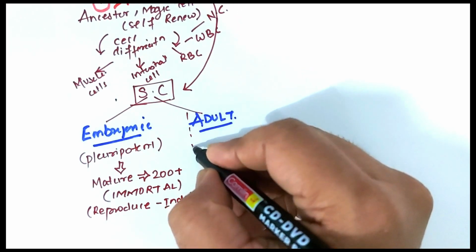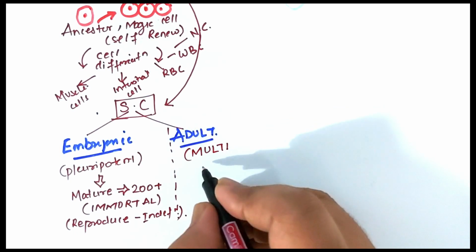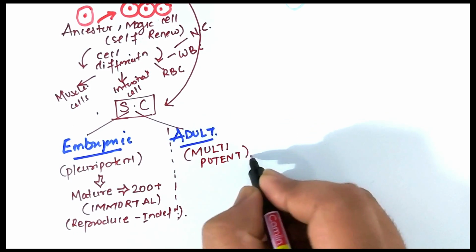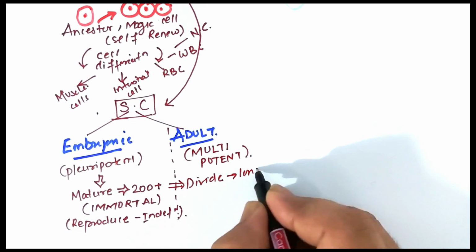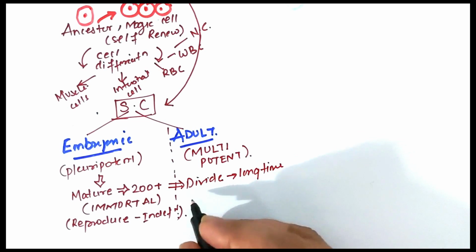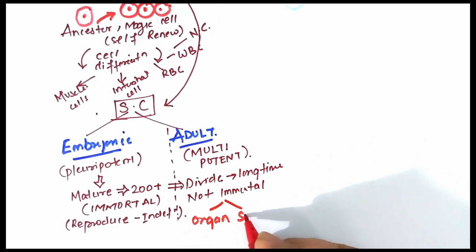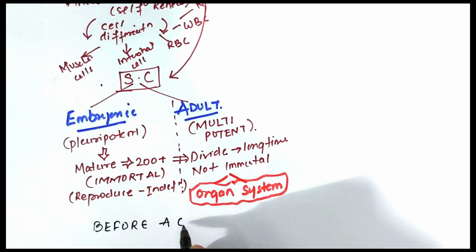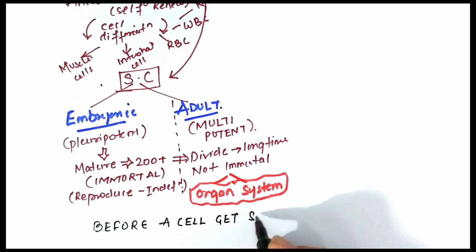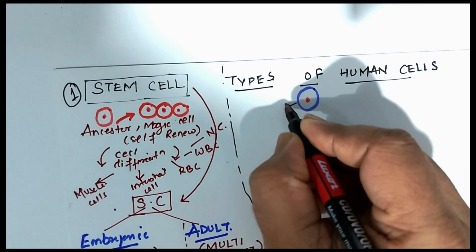Now let's talk about the adult stem cells. Adult stem cells are multipotential. These multipotential adult cells can divide for a long time and they can die. Now most of the organ systems in the human body are made from these adult multipotential cells. So before any cell gets specialized, it has to be a stem cell first.